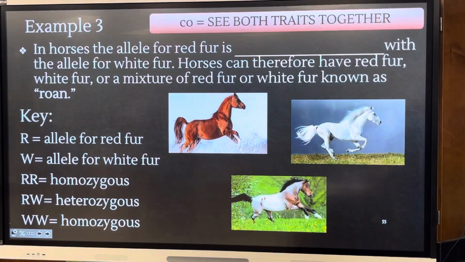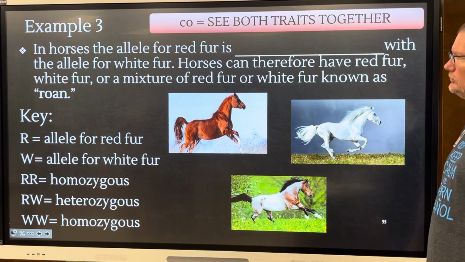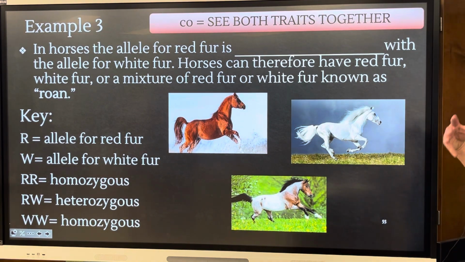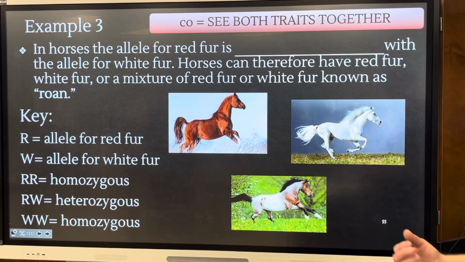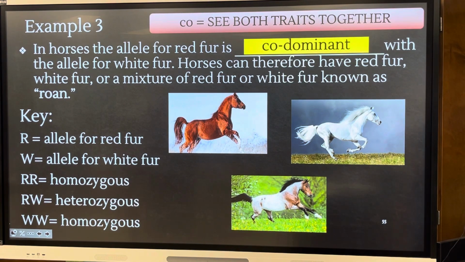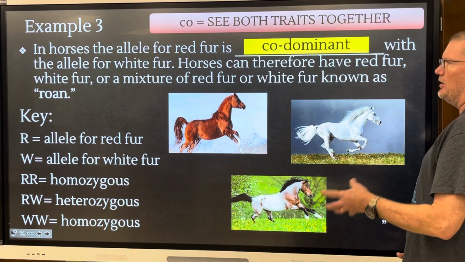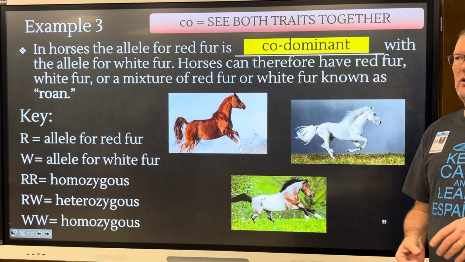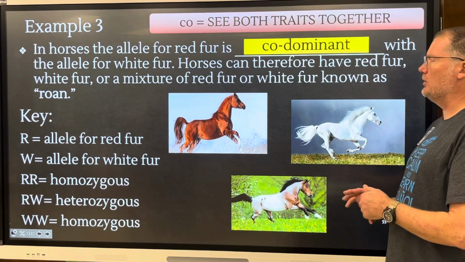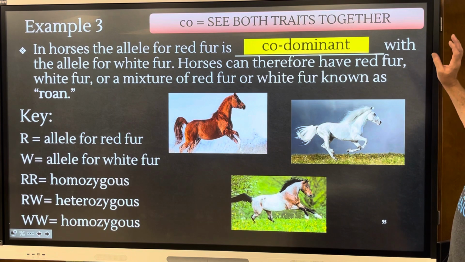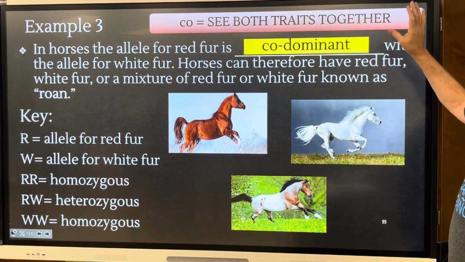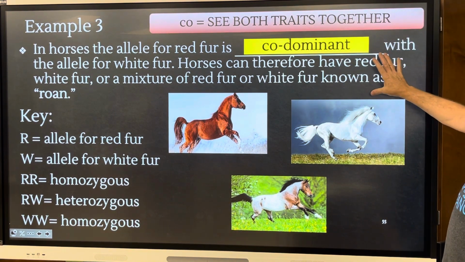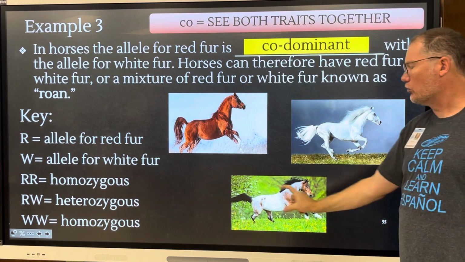Now we're going to talk about something called codominance. Not incomplete, but codominance. So in horses, the allele for red fur is codominant with white fur. It's not incomplete, it's called codominance. So the horses will have red and white or a mixture. And in horses, it's called a roan.